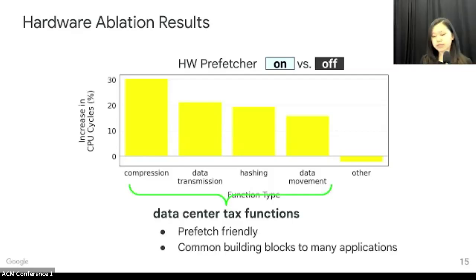And nicely, these data center tax functions are also often prefetch friendly because they typically act over contiguous blocks of memory. And they're common building blocks to many applications, which means that if you insert a single prefetch into one of these functions, you're able to benefit a lot of applications together. And so with soft Limoncello, we use these data center tax functions as our primary software prefetching targets.